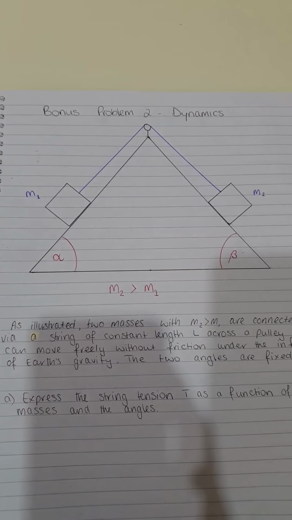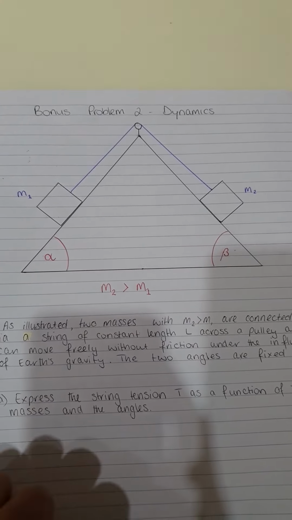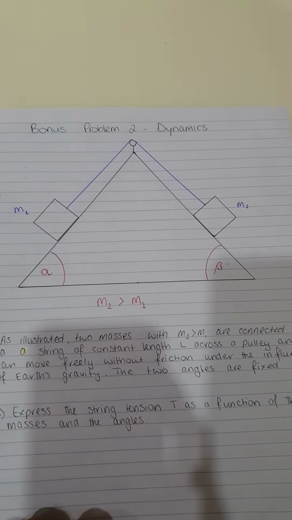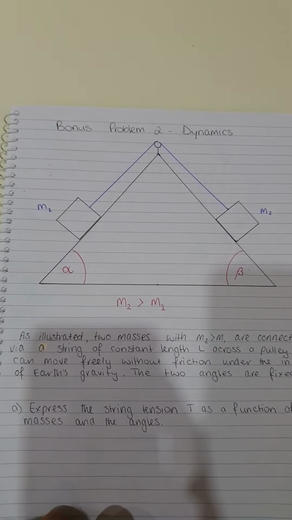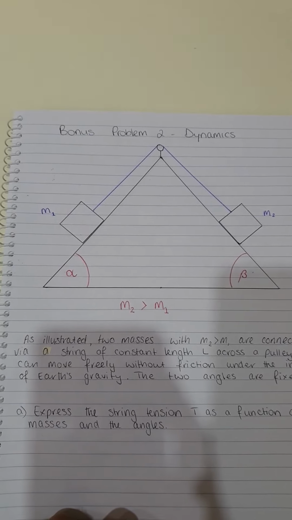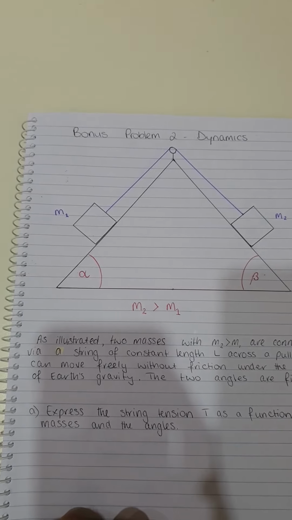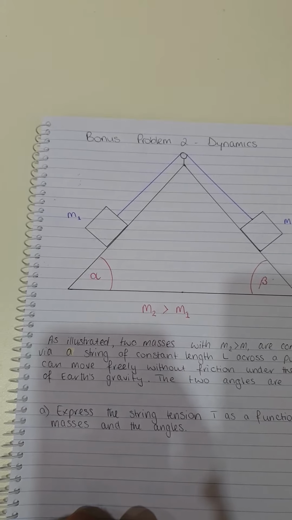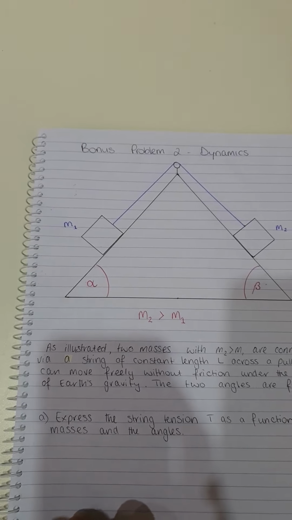So the first part of this problem is to express the string tension T as a function of the masses and the angles. And as the two masses are connected together, they will both move at the same time with equal acceleration, and the string tension will also be equal on each side of the pulley.